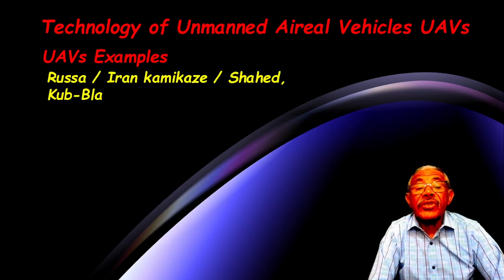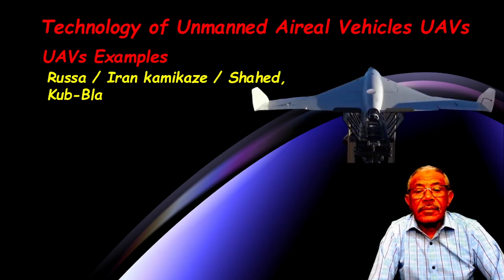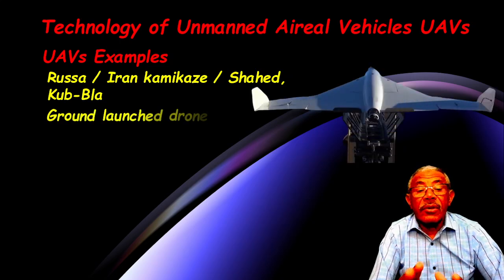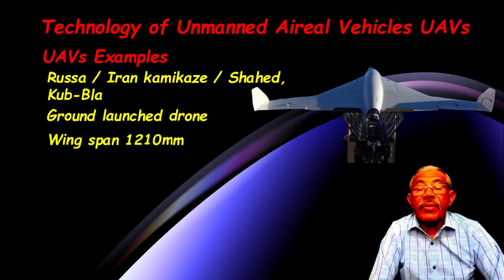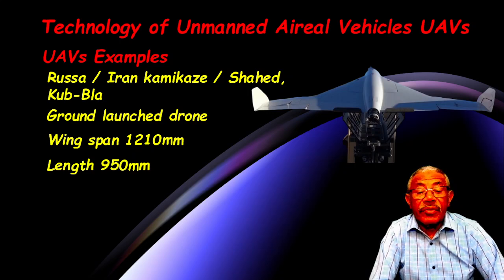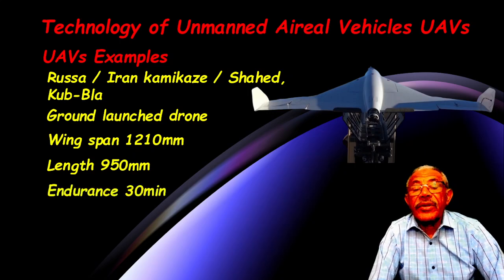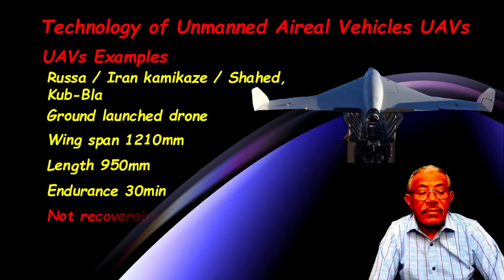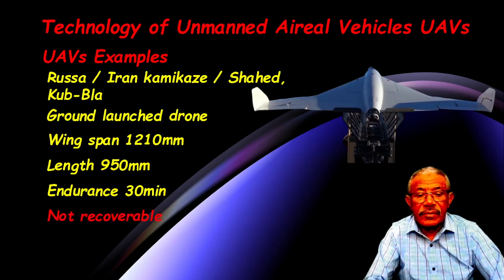Russian-Iran kamikaze Shahed Kupol. It is a ground-launched drone. Wingspan 1.21 meters. Length 0.95 meters. Endurance 30 minutes. Not recoverable.